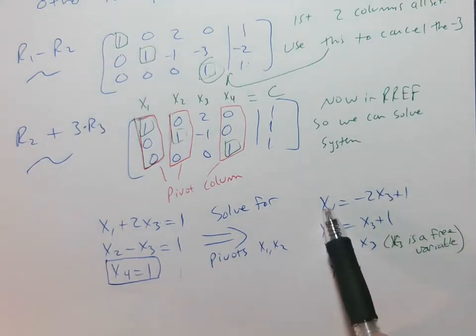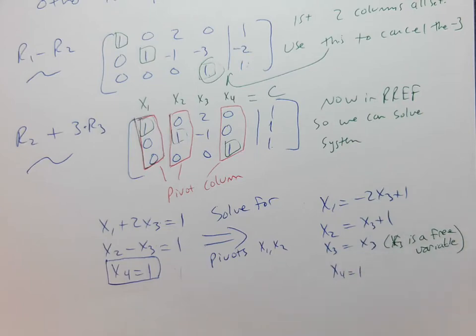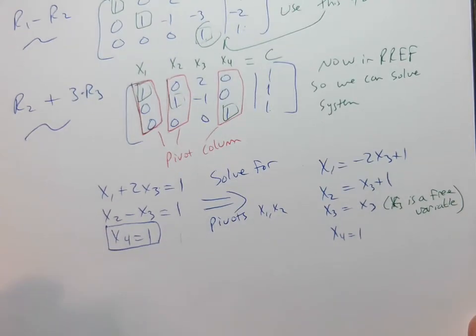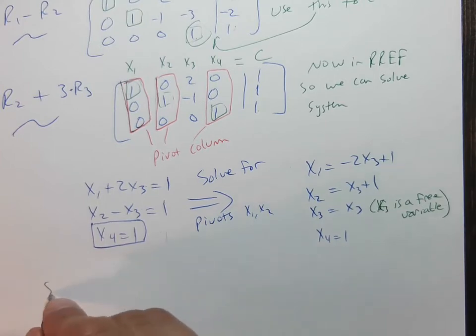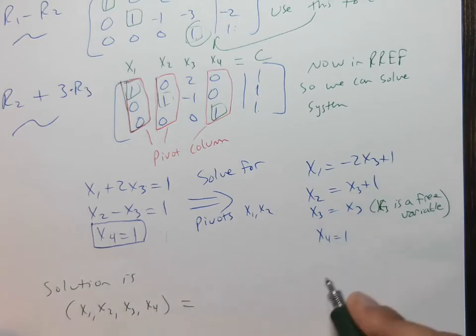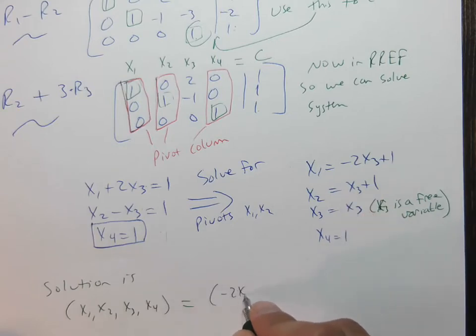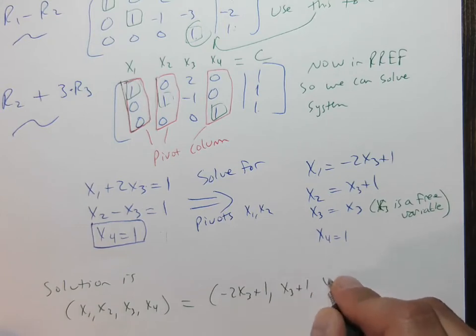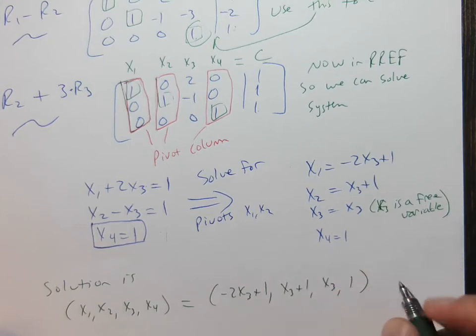So there's an expression for x1, there's an expression for x2, an expression for x3, an expression for x4. And so another way to write the solution, if we wanted to write it in vector form, is x1, x2, x3, x4 equals what it says right there, right? x1 is minus 2x3 plus 1, x2 is x3 plus 1, x3 is whatever it wants to be because it's free, and x4 is always the number 1.